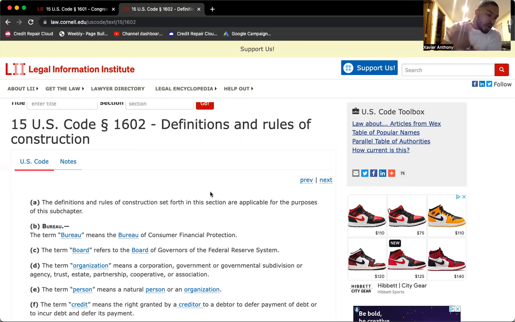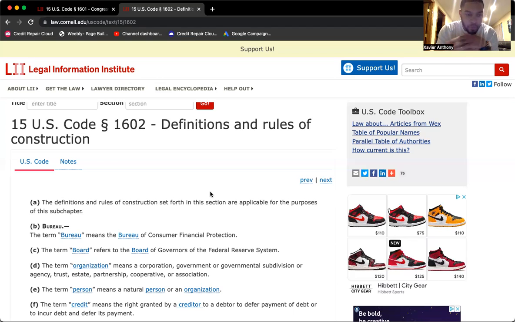Let's move on. I'm going to skip over C. You can read it, look it up and all that if you want. D, the term organization means a corporation, government, or governmental subdivision or agency, trust, estate, partnership, cooperative, or association.